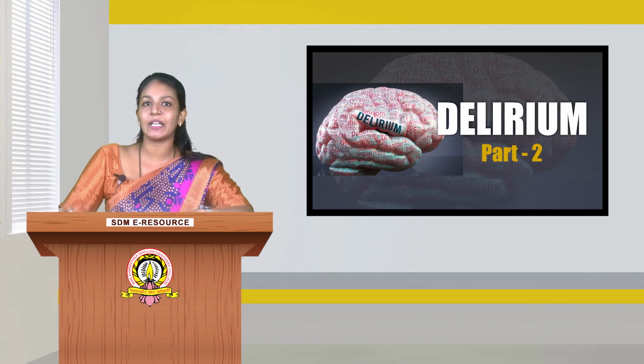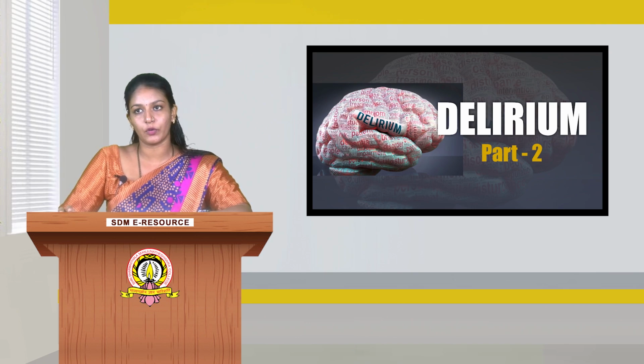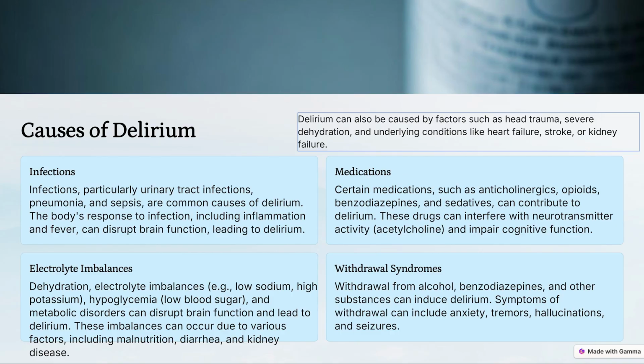Now coming to the main aspect, that is etiology or causes of delirium. Delirium can be caused by several reasons, such as infections. Infections, particularly UTI, pneumonia, and sepsis, are some of the causes of delirium, which might later lead to cognitive impairment.